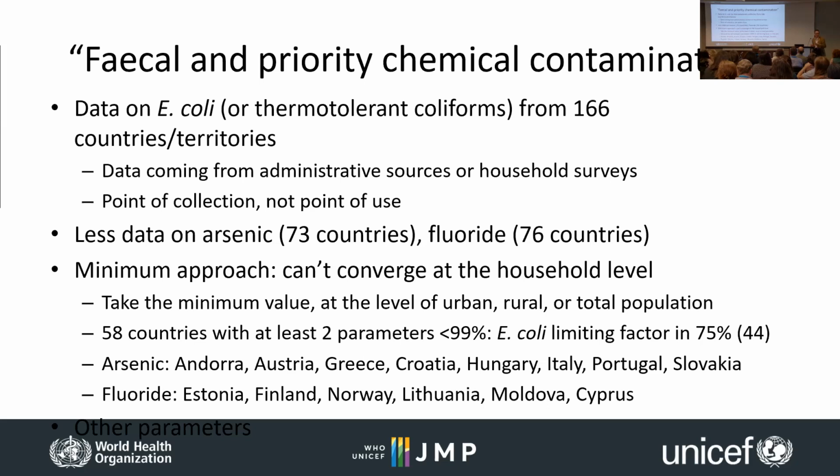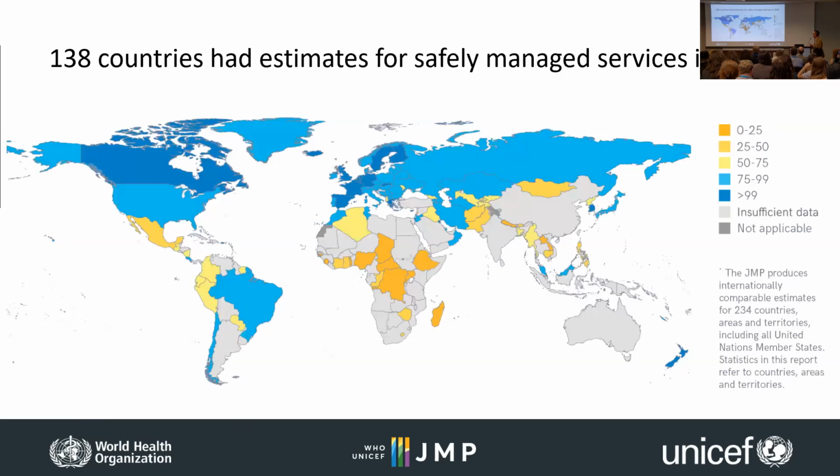And that even holds for a place like Bangladesh, which has very high arsenic contamination. They also have very high fecal contamination. But there are some countries, especially in Europe, where fecal contamination is quite rare, where arsenic is the limiting factor. You can see in Central Europe, Eastern Europe, and maybe in Northern Europe, some countries where naturally occurring fluoride is the limiting factor that determines safely managed drinking water.